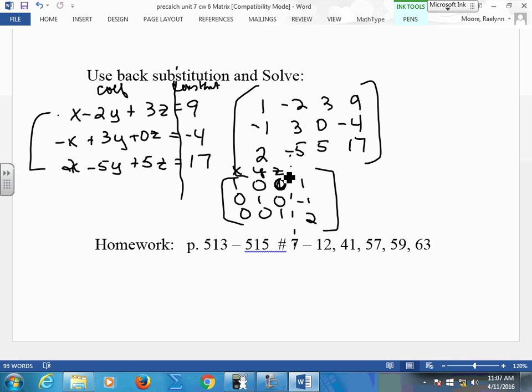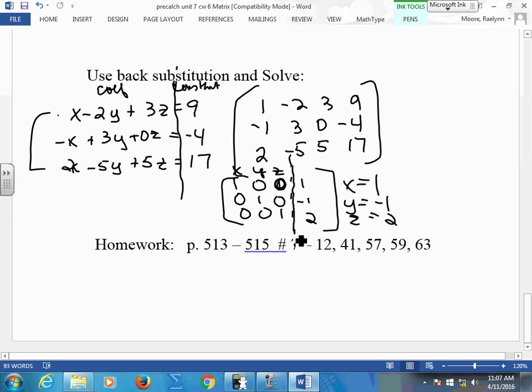So it would be X equals 1. Y equals, and Z equals. There's your answers. Wait, do that again? How do you get Y and Z? This is where your constants are.